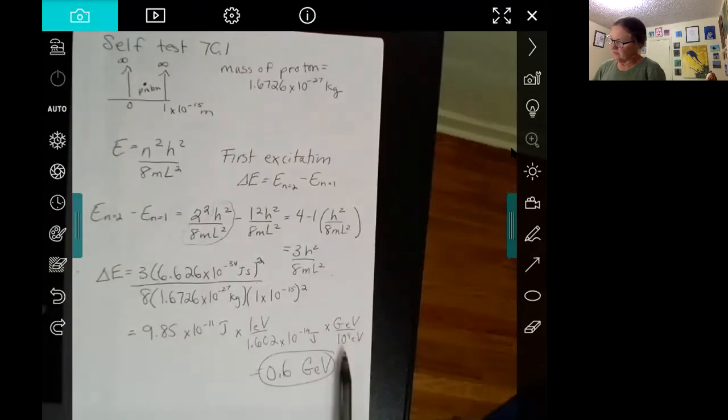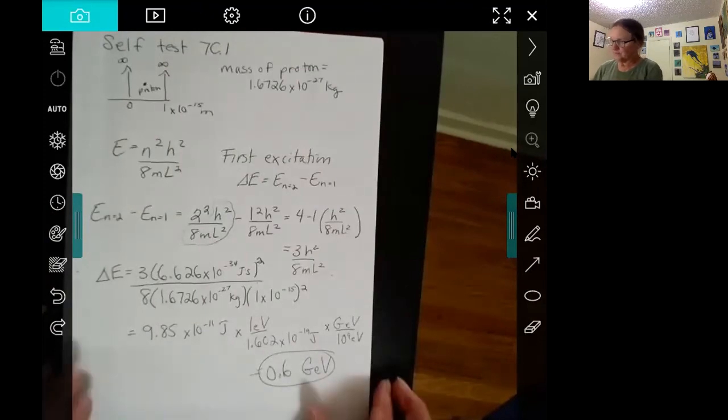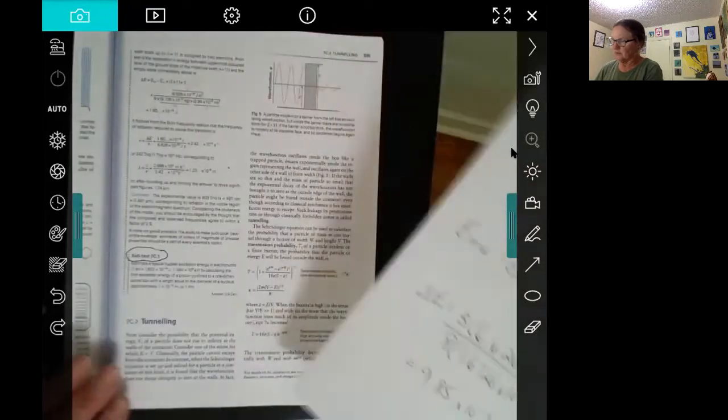And a giga electron volt, the problem tells you, you wouldn't have to give it in those units, is 10 to the 9th electron volts. So that was this self-test right here on page 335.